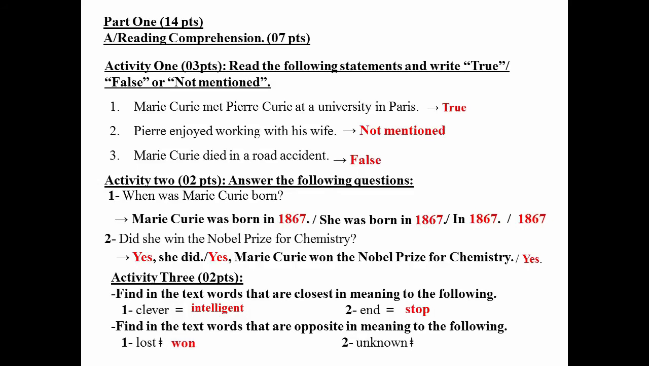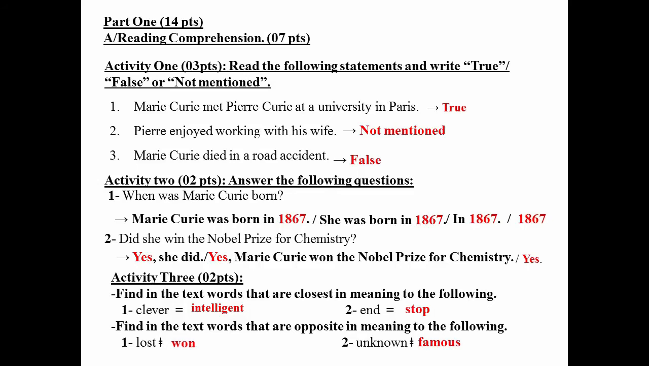Second word, unknown. Yes, your answer? Excellent. So the opposite of unknown, someone who is famous. In paragraph 3, the last line, the most famous people, and you can say popular. Someone who is unknown, that means he is unpopular. Famous. Good. So we have finished with part 1, the first section, reading comprehension.